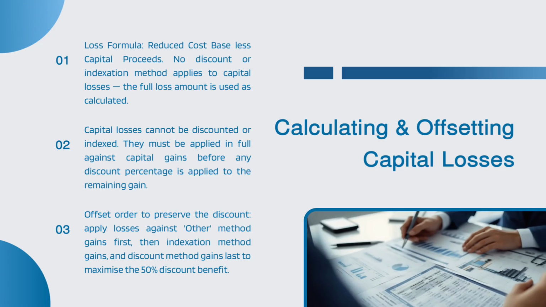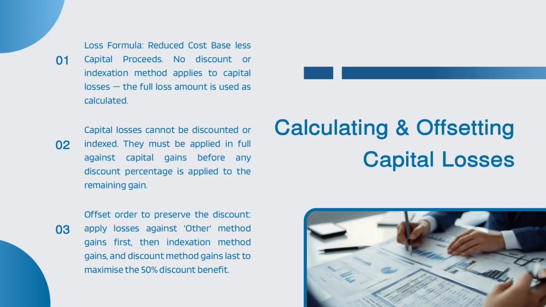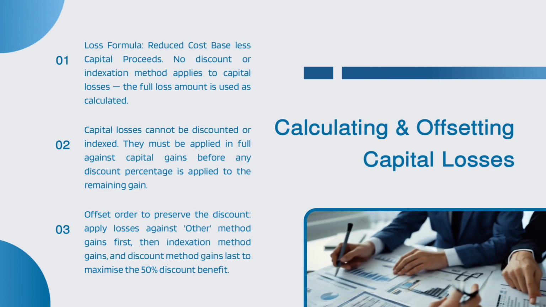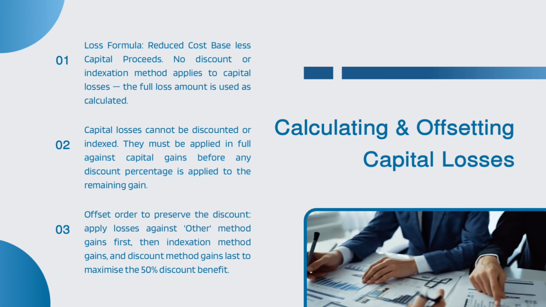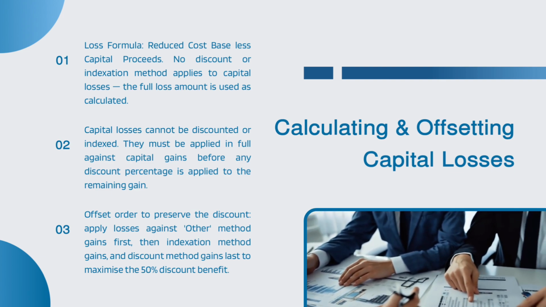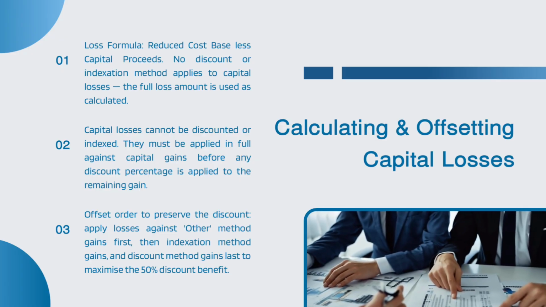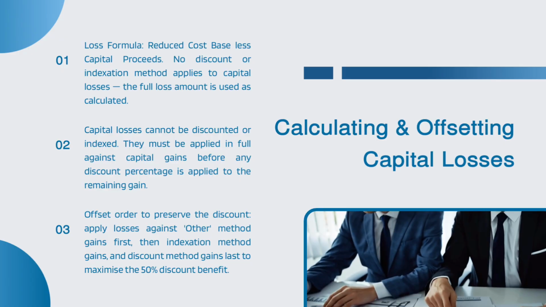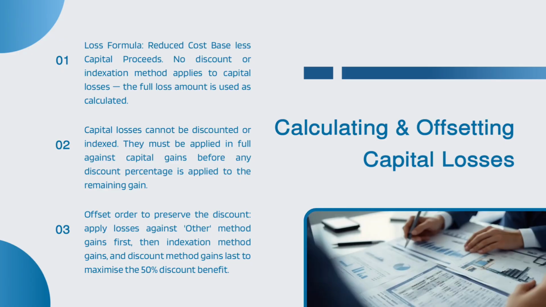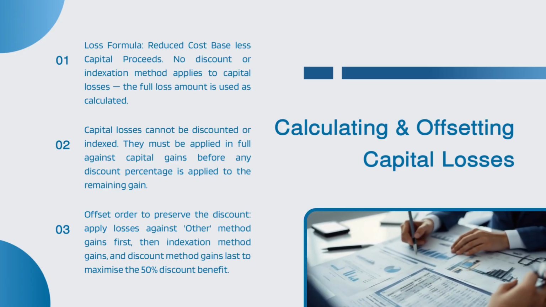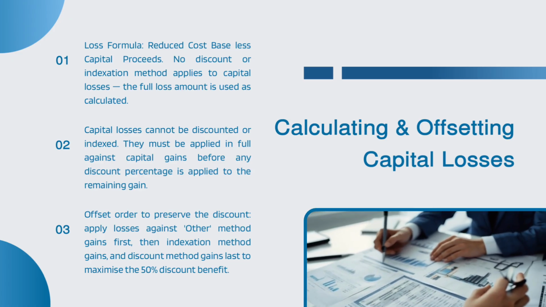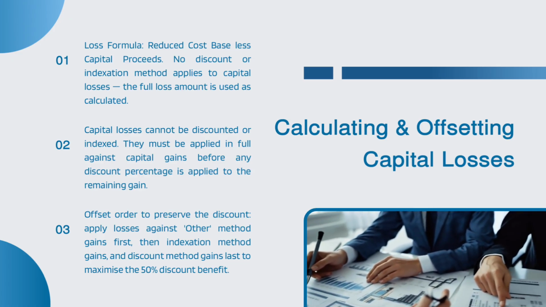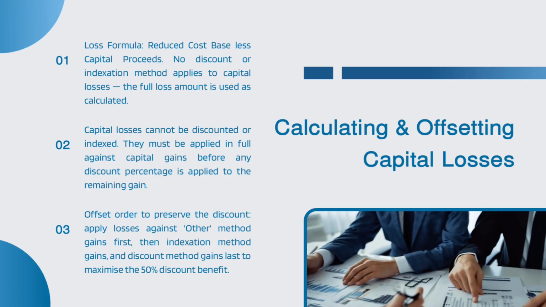To calculate a capital loss, we use a slightly different figure called the reduced cost base, which we will define shortly. If the capital proceeds are less than this reduced cost base, the client has a capital loss. You do not index or discount a loss. When applying a capital loss against multiple capital gains, order matters. Always apply losses to other method gains first, as these are taxed at full value. You want to apply losses to discounted gains last, because doing so eats up the loss with a gain that was already going to be halved.